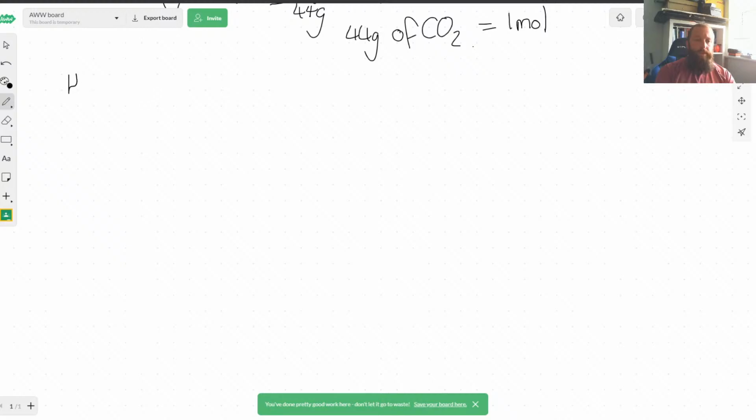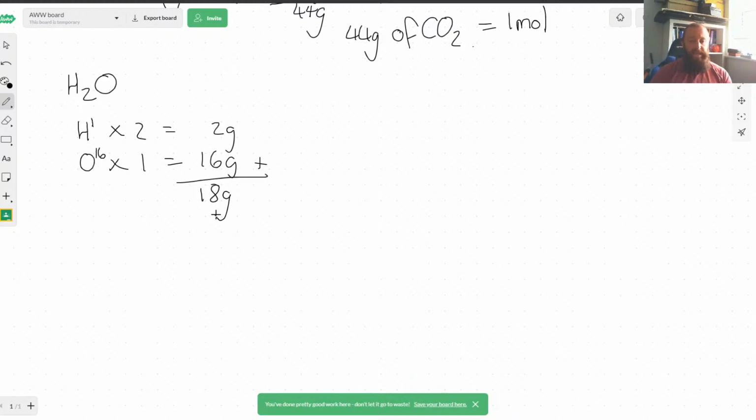So let's have a look to start with. Let's choose water. I'm going to go through exactly the same working out as I did before. I've got a hydrogen atom. The atomic mass of hydrogen is 1. And I have 2 of them, so that's going to equal 2 grams. I have oxygen, which we said was 16. I only have 1 of those, so that's going to equal 16 grams. So I add them together. So 1 mole of water is 18 grams.